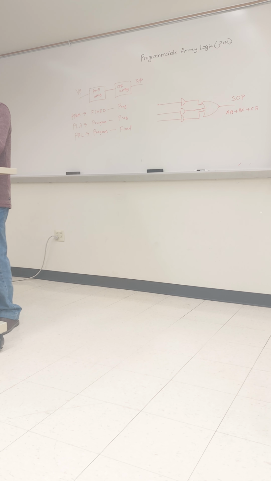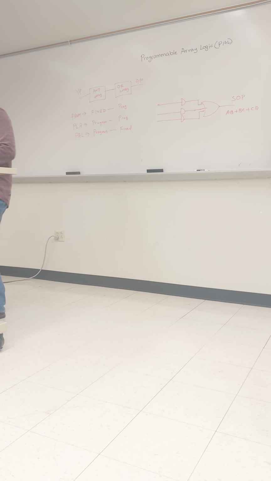So here each OR gate will have a fixed number of AND gates. Now how many OR gates will be there? It depends on your PAL functionalities. If the PAL has 3 functions, it will have 3 OR gates. If the PAL has 5 functions, it will have 5 OR gates. But the OR gates will have a fixed number of AND gates. That means the PAL OR gate will have a fixed number of minterms.